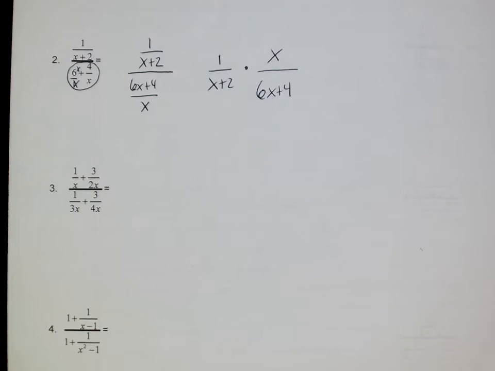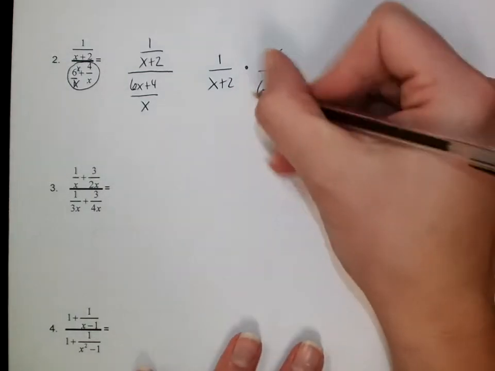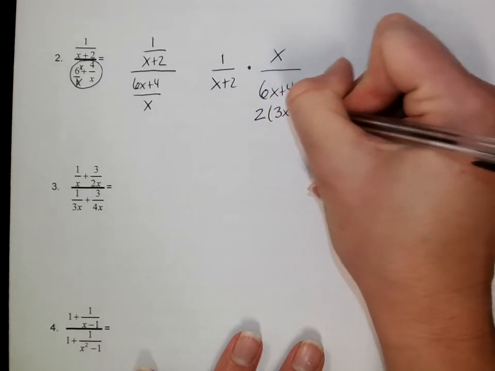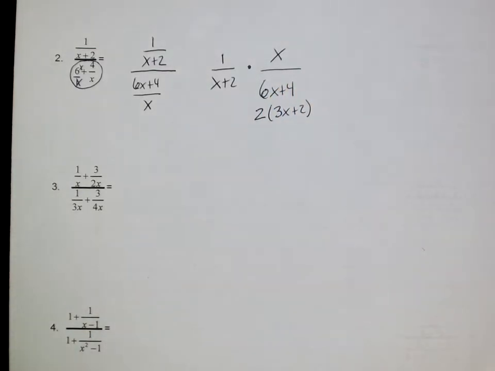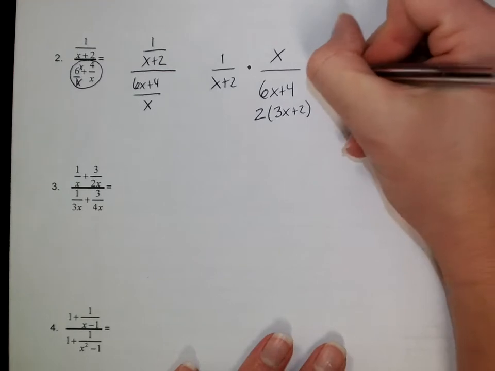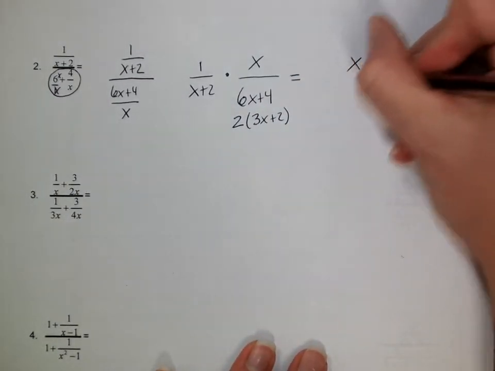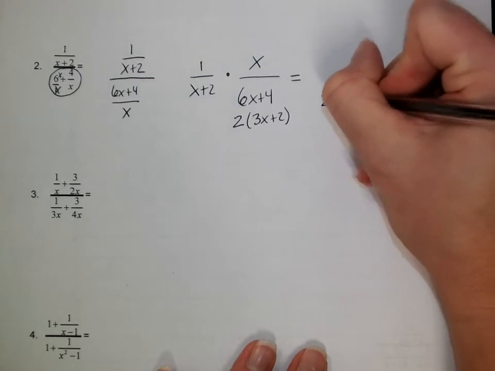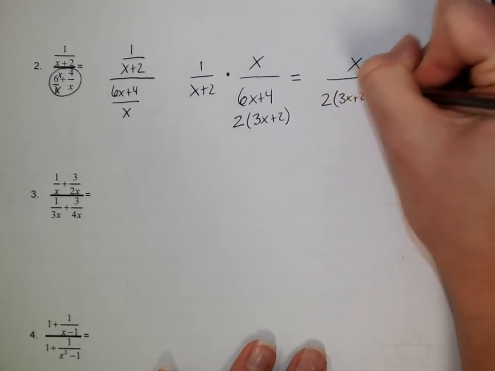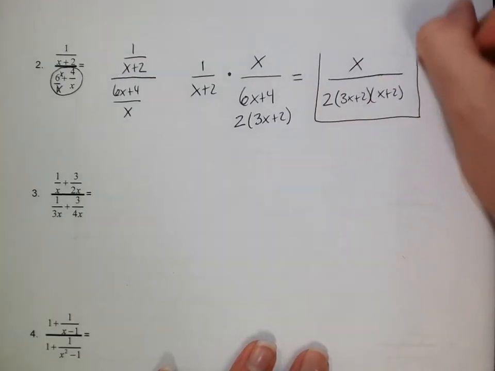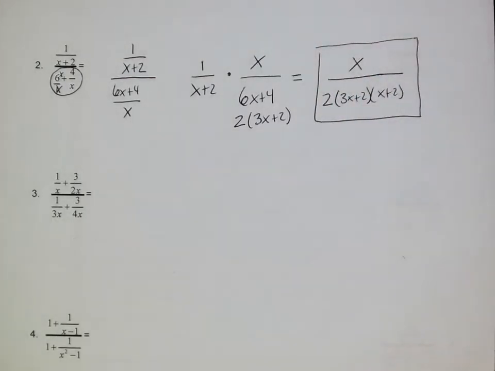Now normally at this point, I would recommend that you factor any of these denominators. So like here, I know I can take a 2 out. That actually, in this case, doesn't really help me very much, but sometimes it might end up canceling something. Here, I end up with just an x on top and a 2 times 3x plus 2 times x plus 2 on bottom. Again, I really don't recommend multiplying the bottoms back out. It's usually pretty unnecessary.